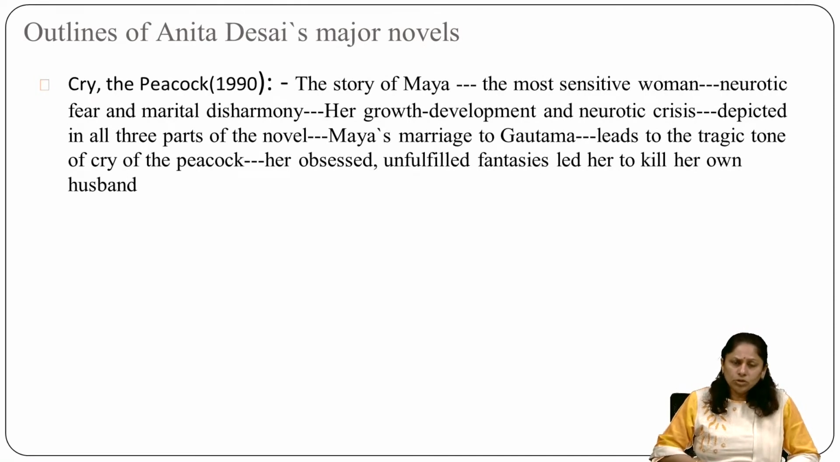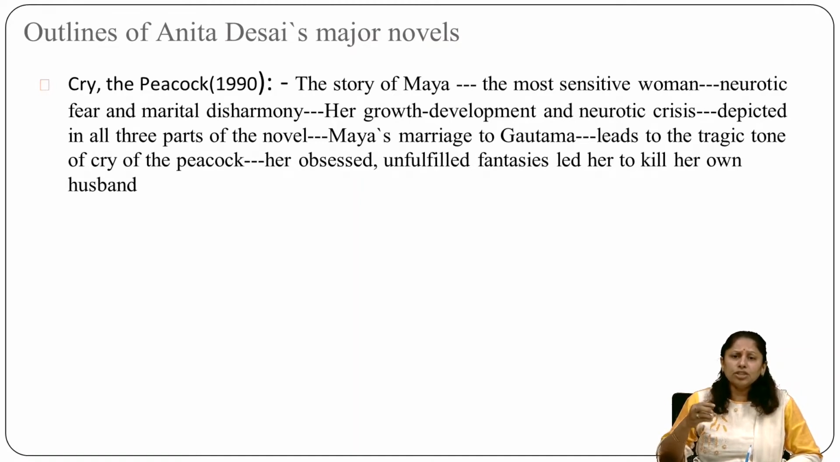Now, the most important factor of this unit number 13, second year BA English main and subsidiary, is the study of each novel. Each novel's outline study is very important. First is Cry the Peacock in 1990, the story of Maya. She is a very sensitive woman, and even neurotic, because she was not satisfied with her married life or her husband. Her fear and marital disharmony, her growth and neurotic crisis are all depicted in the novel in 3 parts.